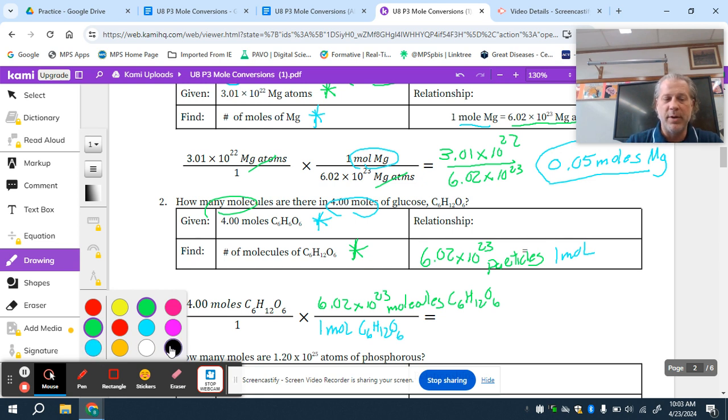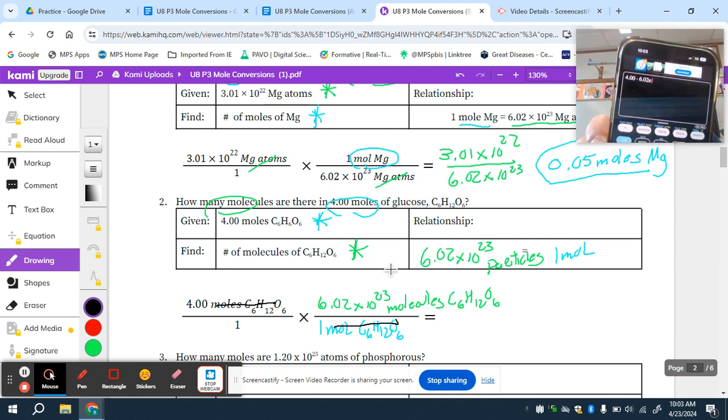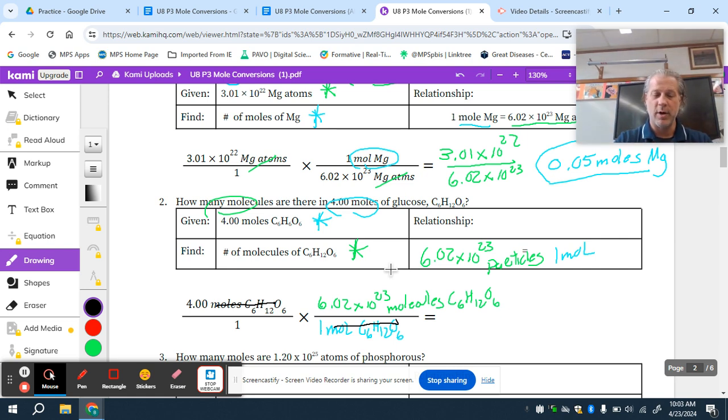So I don't really have to do any combining of steps here. I just need to be aware that moles of C6H12O6 are going to cancel out, and I'm going to be left with molecules. So when I plug this into the calculator, I'm going to take 4.00 times 6.02, and I'm going to hit the second key in the upper left-hand corner, the comma key, and my keystroke should look like this: 4.00 times 6.02e. I'm going to type 23. So now that lowercase e has become an uppercase E, and I'm going to hit enter.